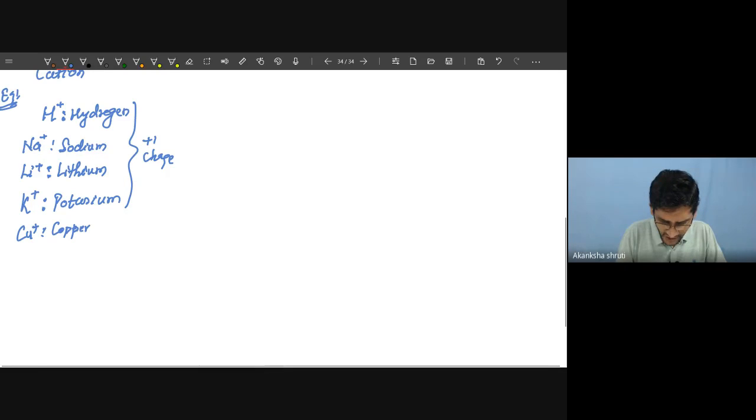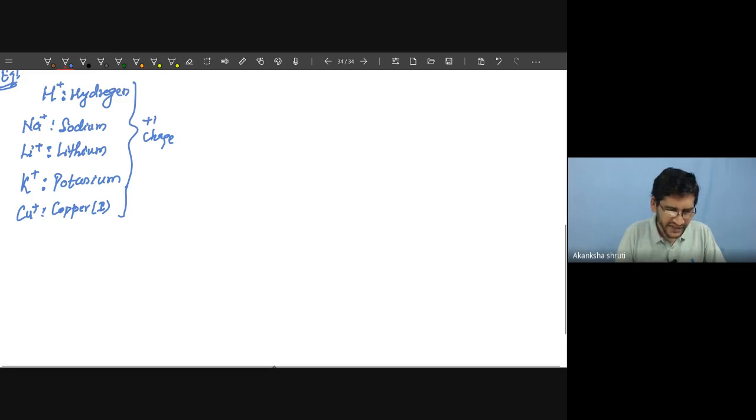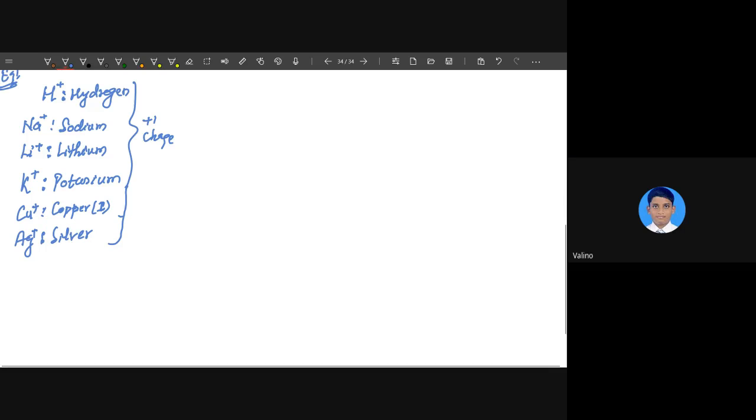But student, copper has two categories, either as plus 1 or plus 2. So it is showing 1. So the number 1 is written in Roman numerals in the bracket after that. It may be your silver also, Ag, if you are taking it. So Ag will also act as plus 1. It is our silver. These things we need to keep.